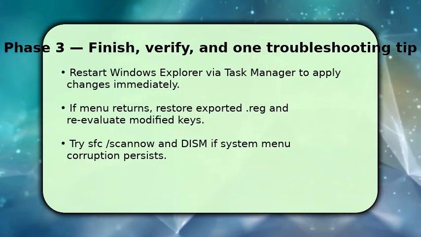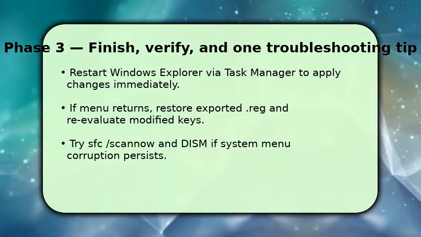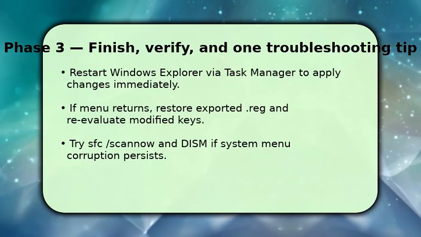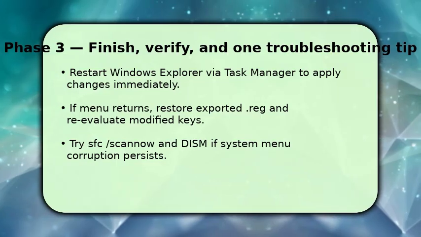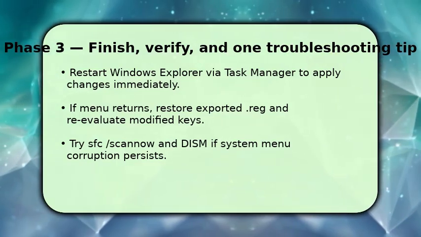For persistent corruption, run sfc /scannow and DISM to repair system files, then repeat the safe edit steps. Finally, if nothing helps, use your restore point to revert and seek targeted help.